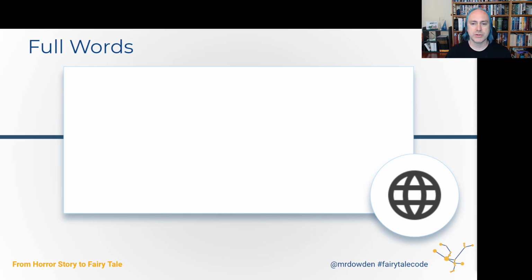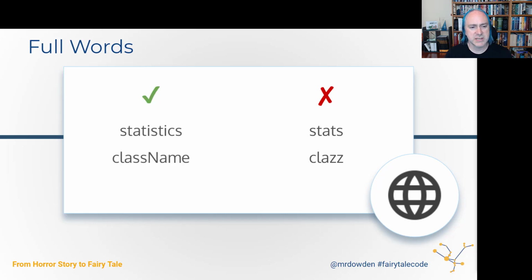Use full words when you're writing. Abbreviations can be used, but they're best used sparingly, and they should harbor no confusion either within the problem domain or the wider tech industry as a whole. As an example, I've seen "stats." That's probably pretty straightforward. It's statistics. There may be cases where it's not clear.